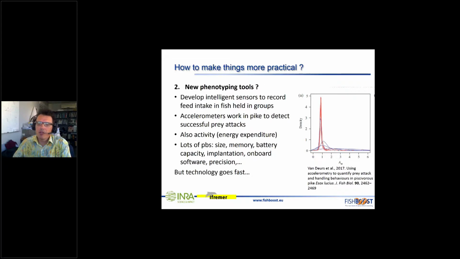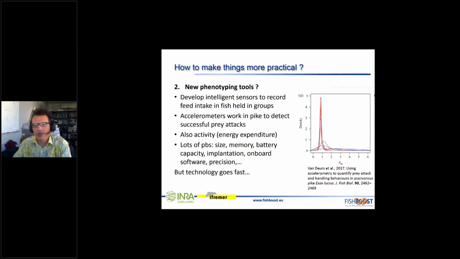Accelerometers could also measure activity, so give an estimate of energy expenditure and maybe so maintenance costs. But you have lots of problems. You have to make them very small, have a sufficient memory, battery capacity, how to implant them, what software to put in it to record only things that are interesting. Are they precise enough? Because, of course, knowing if one pike has eaten one goldfish is not like knowing if one trout has eaten 20 or 25 pellets. You need much more precision.